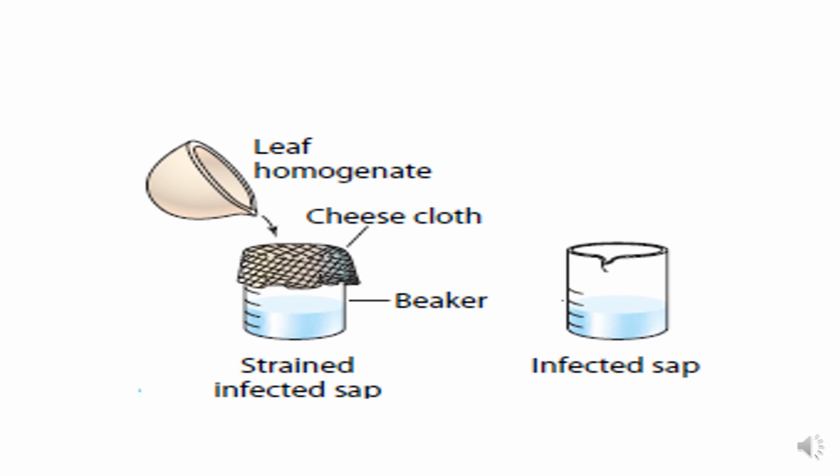Once the extraction process is completed, the plant sap is passed through cheesecloth or muslin cloth in order to strain it, and the strained sample is collected in a separate beaker. If the virus is the cause of the disease, then the virus must also be present in this infected sap. And if we put that infected sap on the leaf of a healthy indicator plant, it must produce the symptom.